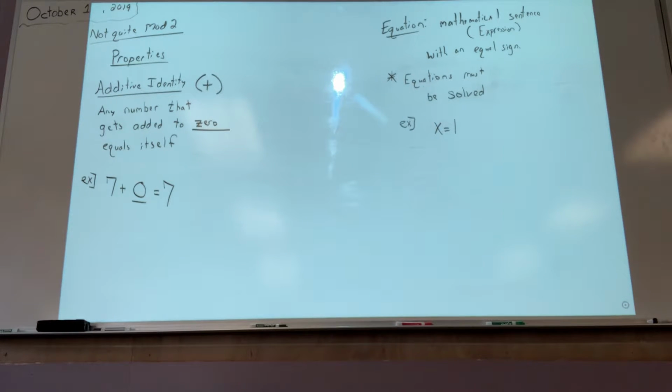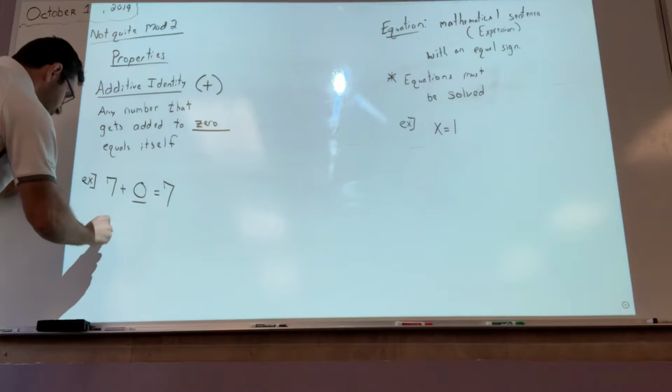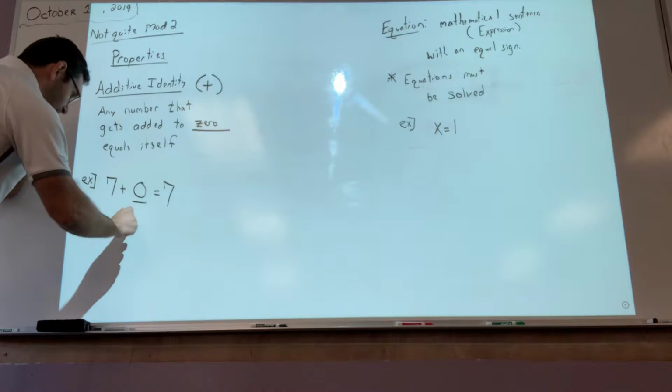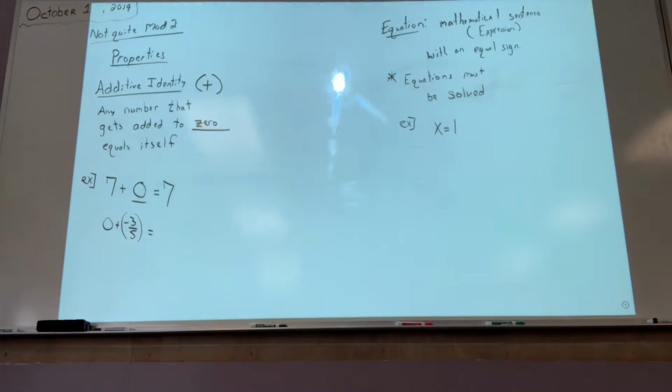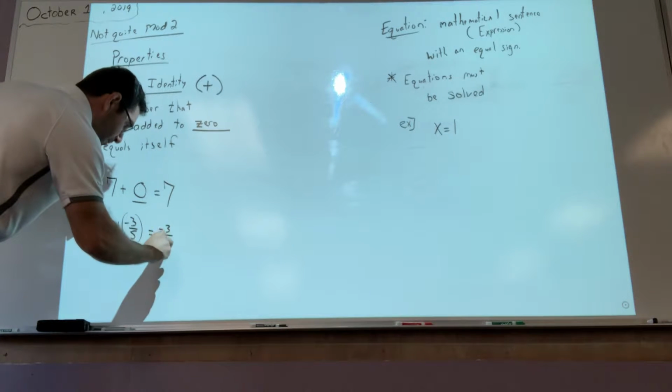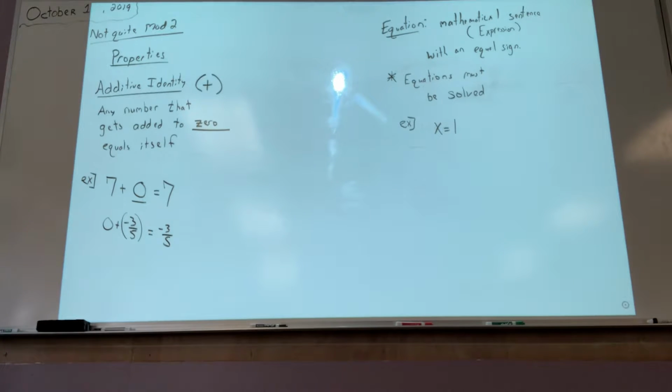Well, does it just have to be a natural number? Well, no. I could do 0 plus negative 3/5. So now I'm using a rational number. 0 plus a negative 3/5 will still equal what? I need hands. Juliana. Very good. Negative 3/5. That is the additive identity property. Questions on that one?